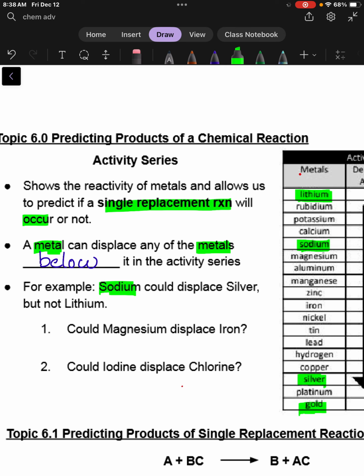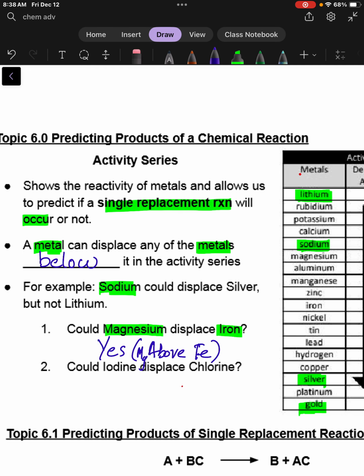Then answer this one. Could magnesium displace iron? Go check it. Yes, because magnesium is above iron. So Mg is above Fe, that's why it can replace.